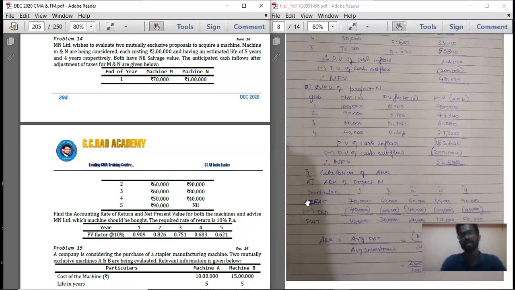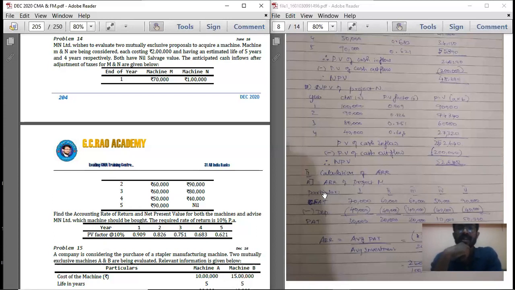Below that, see, if CFAT is same for all the years, we can do it in one column itself. But here CFAT is different for all the years, so for all the CFAT, you want to subtract depreciation so that you will get PAT for all the years. So below that, ARR of project M, 6 columnar table. First column particulars, then year 1, year 2, year 3, year 4 and year 5.